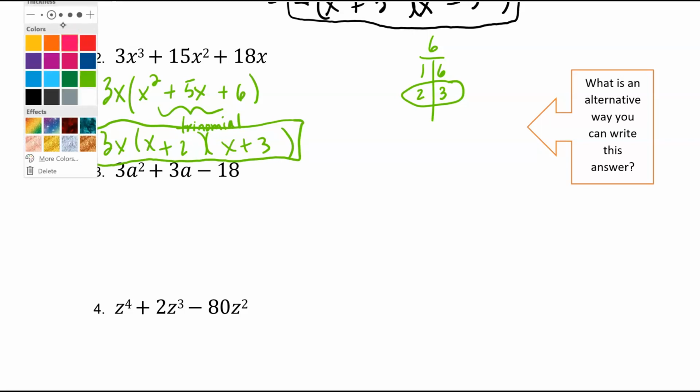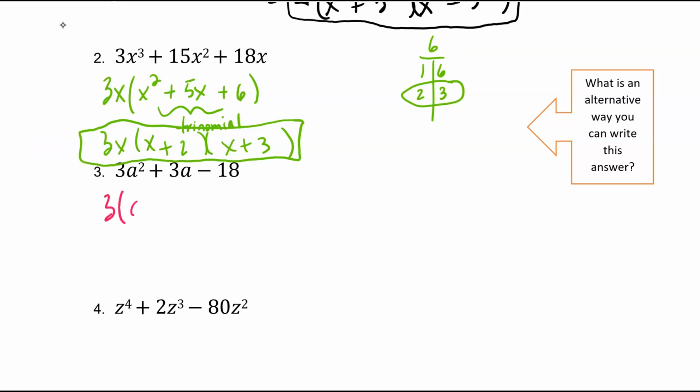Next, we have 3a squared plus 3a minus 18. 3 is in common with all 3 terms. So we take that 3 out first. Then we have a trinomial here. Now in this case, the c is negative 6. Again, please don't look at the original problem when you have taken out the GCF. Now we're looking at this row, not the original. Alright, so we're working with what's in purple here.